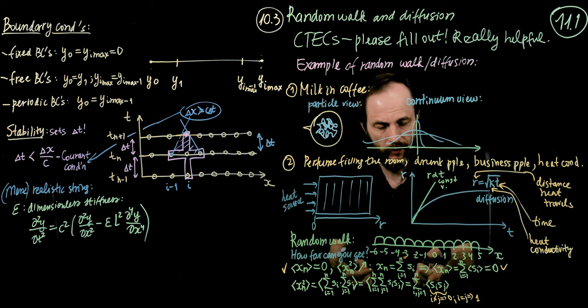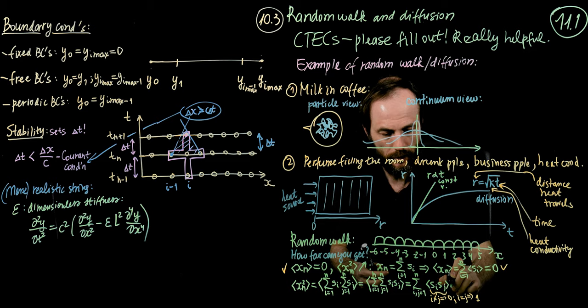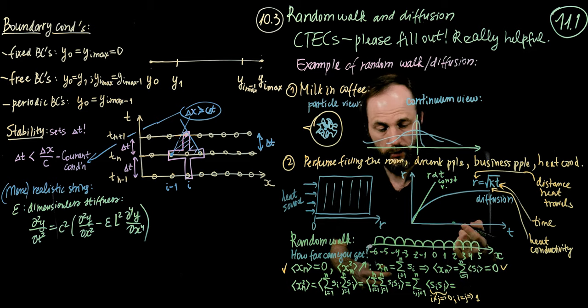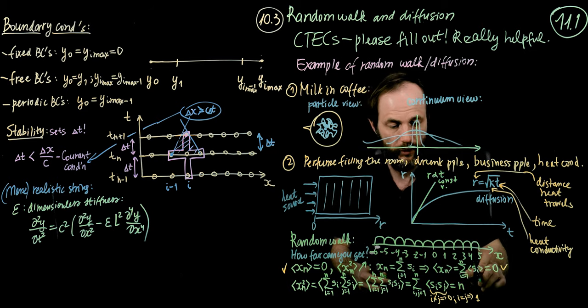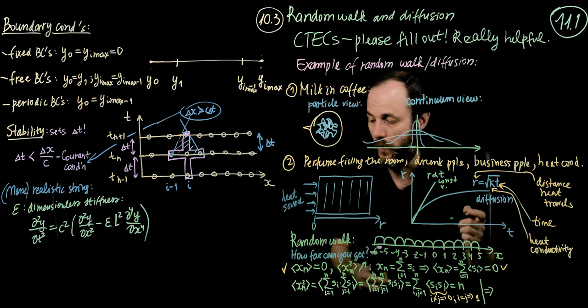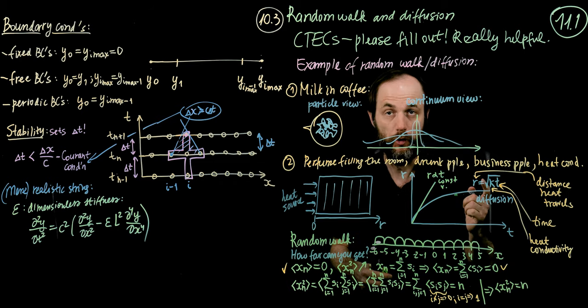So that means that in the sum, the only terms that survive are where i is equal to j. And so we're going to have n of such diagonal terms. All the off-diagonal terms are going to go away. And so what we're getting as a result is n times 1, so we're going to get n. And so from here, we conclude that the average of xn squared is equal to n.